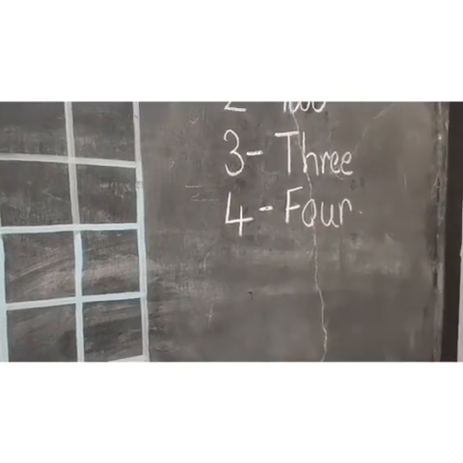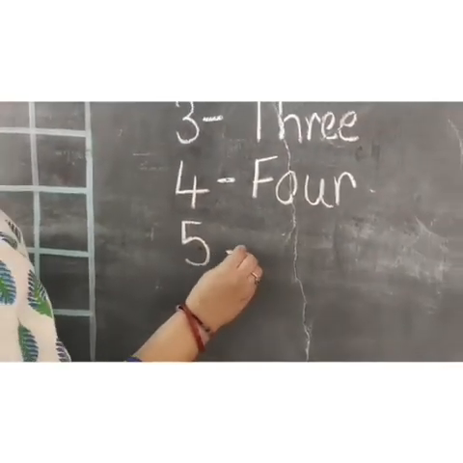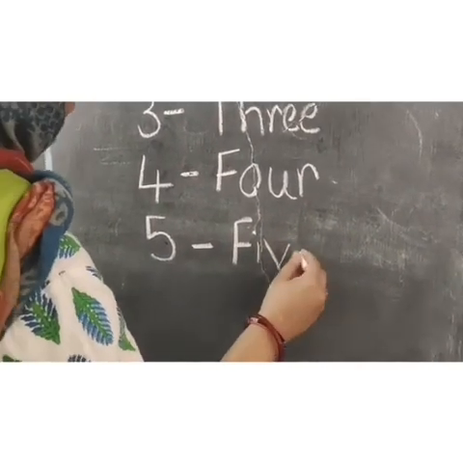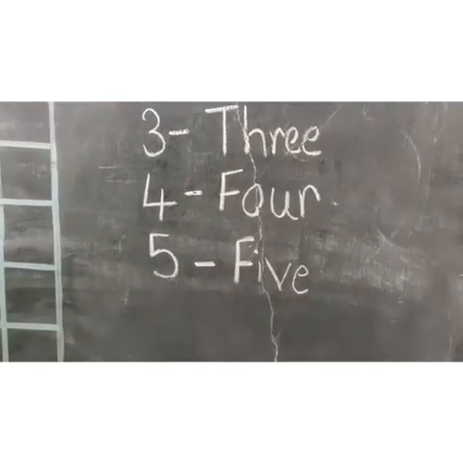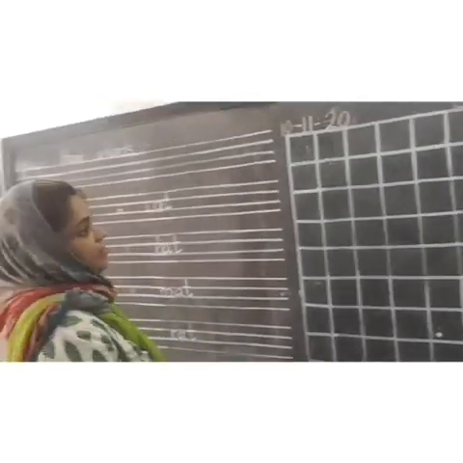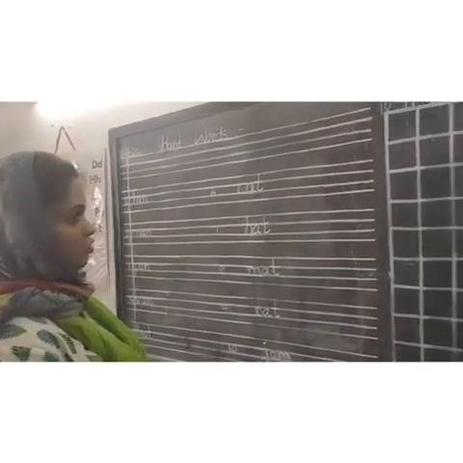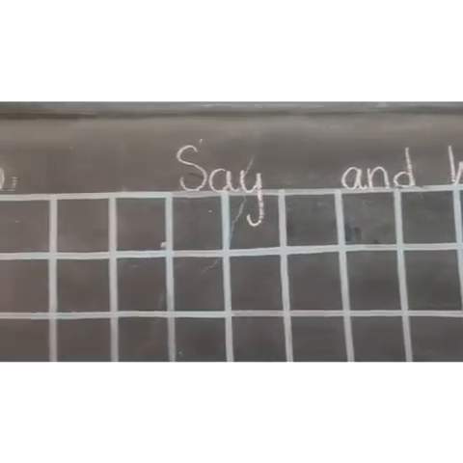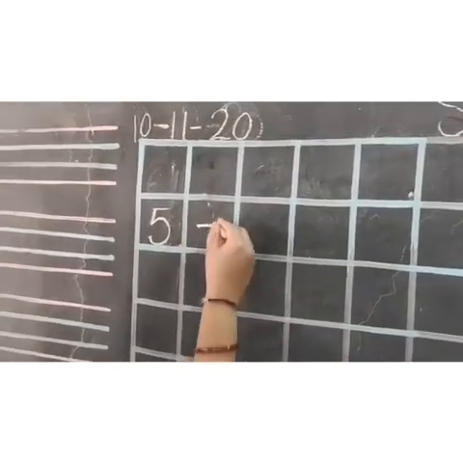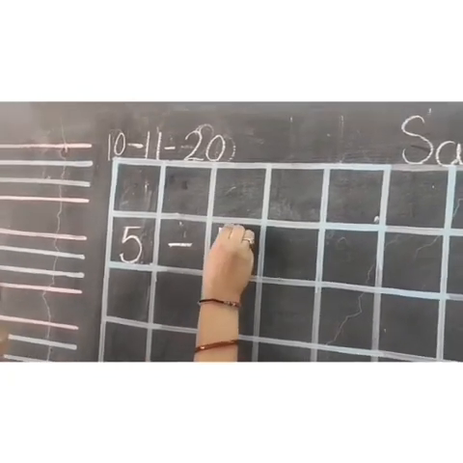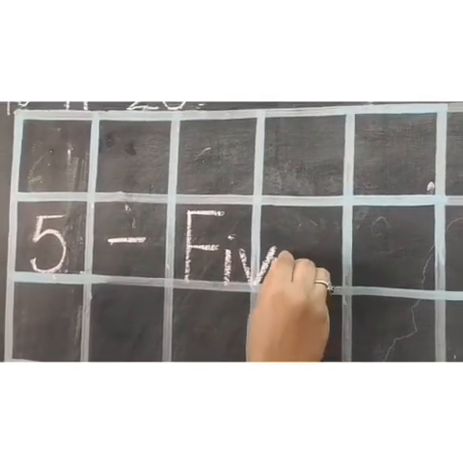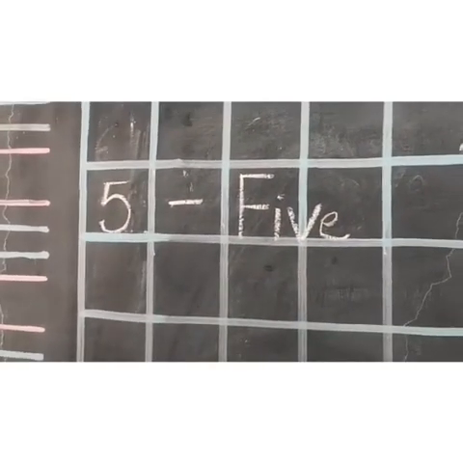5. Now I am going to show you how to write 5. 5 dash F I V E. 5. Write the date and write the heading as shown on the board. And write 5. Leave the first box. 5 dash F I V E. 5. Like this you will write, children.